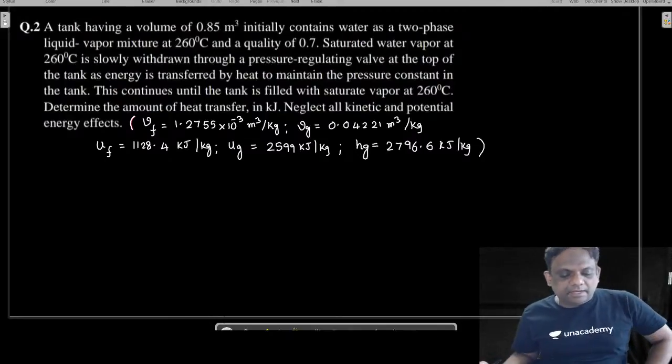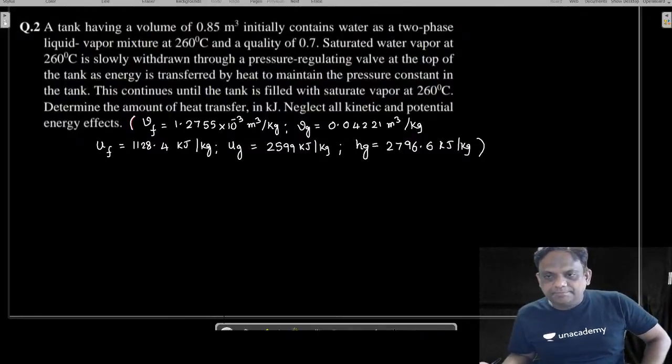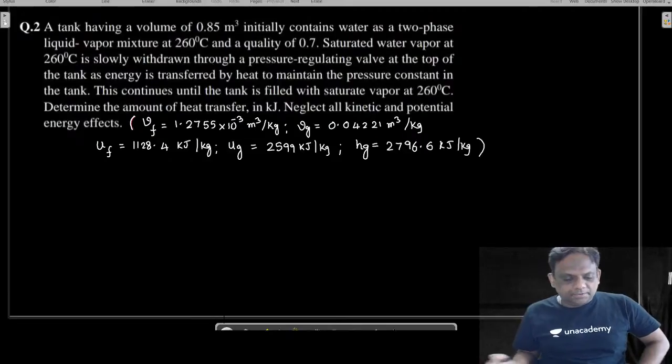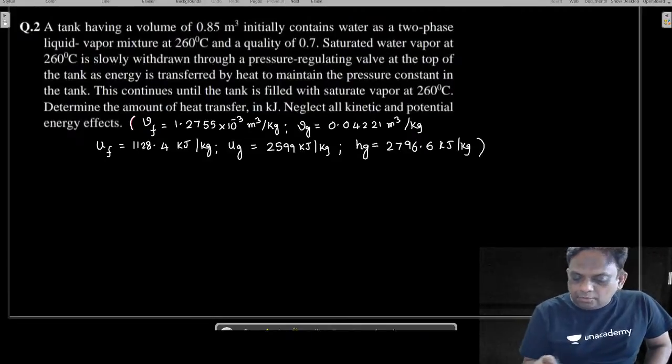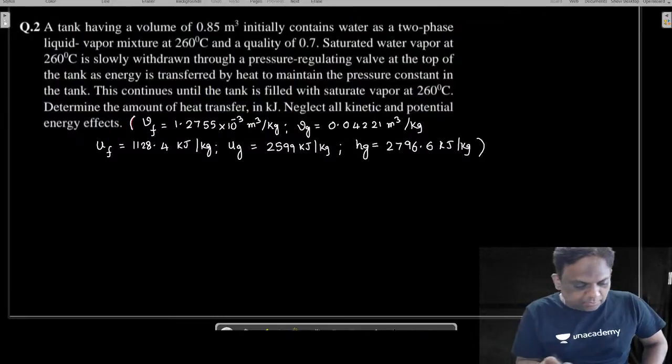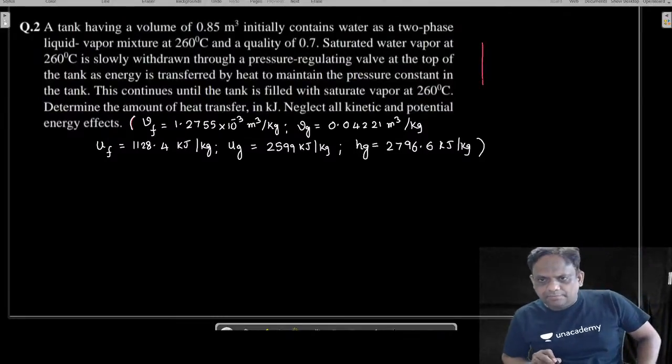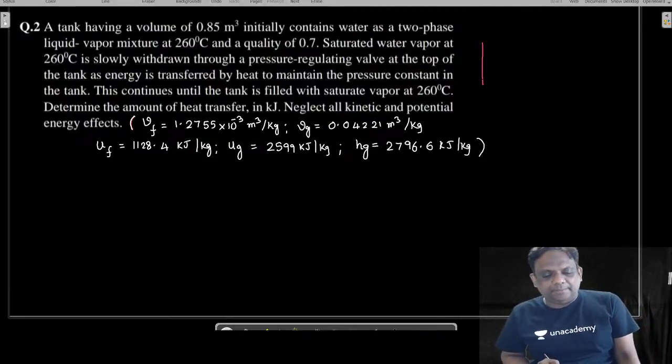A tank having a volume of 0.89 meter cube. कौन सा color ले लें? कल one student asked red color. Red color दिख रहा है आपको? Can you see red color? Let me check. Now, it has a volume of 0.85 meter cube.